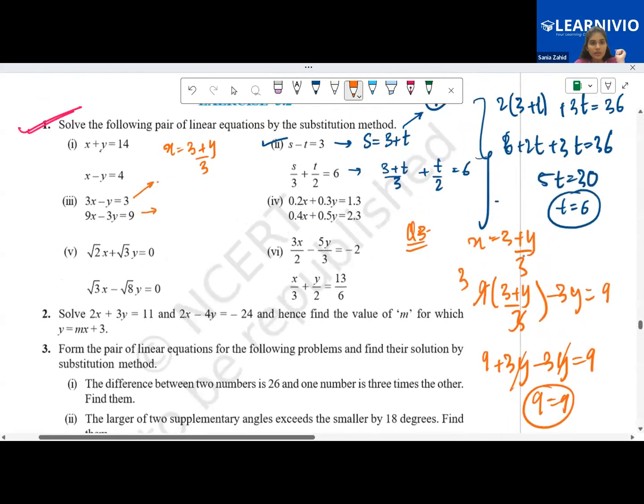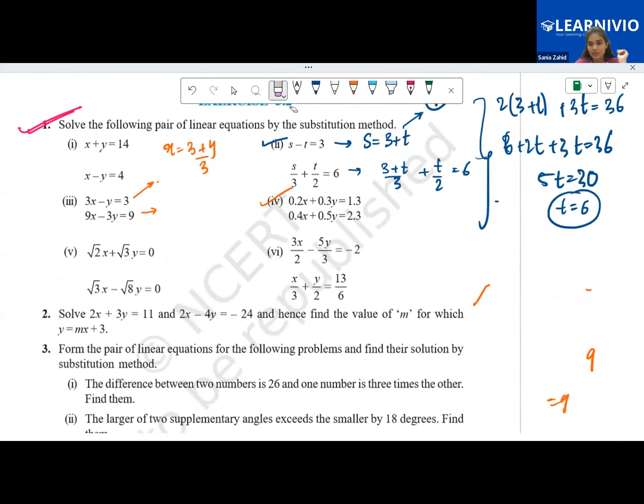Okay, now come to question 4. Here you can do one thing. If you multiply all the numbers by 10, you will get integers. Let's try to form integers. So if I multiply both the equations by 10, what do I get? The first equation becomes 2x plus 3y is equal to 13, and the second equation becomes 4x plus 5y is equal to 23. Right? This will be my first step.